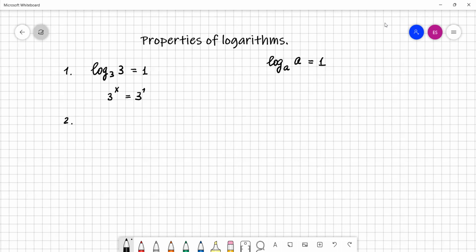Property number 2. What is logarithm with base 3 of 1? To which power do we need to raise 3 to get 1? You probably remember the rule that 3 to the power of 0 is equal to 1. So if we compare, we figure out that x is equal to 0. I'm going to write it down as a rule: logarithm with base a of 1 is equal to 0. There's going to be one special point on the logarithmic graph with coordinates (1, 0).